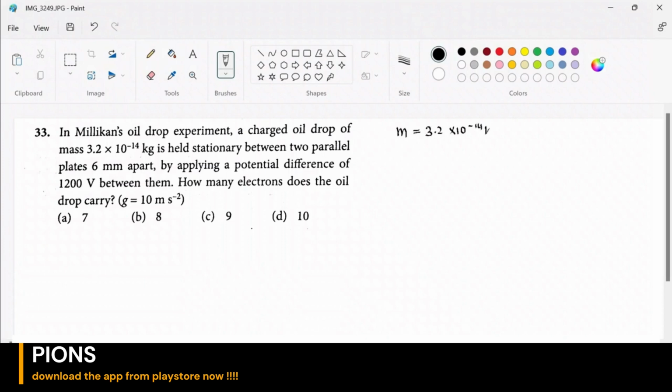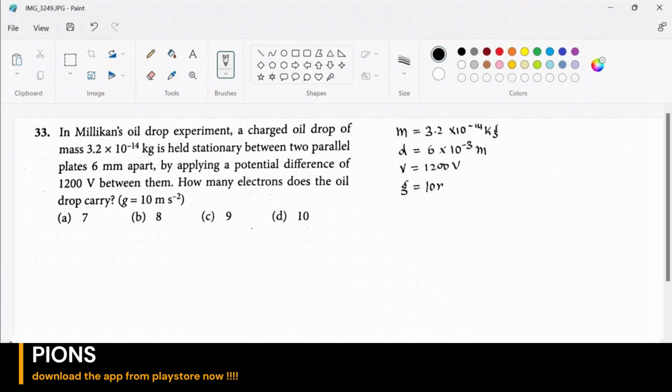Great. Is held stationary between the two parallel plates. Okay. So two parallel plates, which are distance between the plates is 6 millimeters. So I am converting here itself into meters, apart. By applying a potential difference of voltage, here is 1200 volt between them. How many electrons does the oil drop carry? Take the value of g as 10 meter per second square.